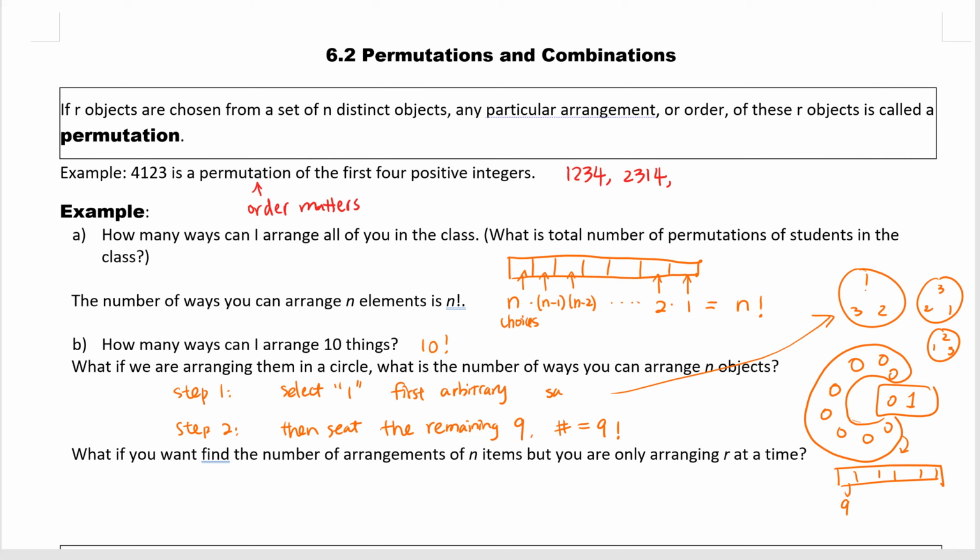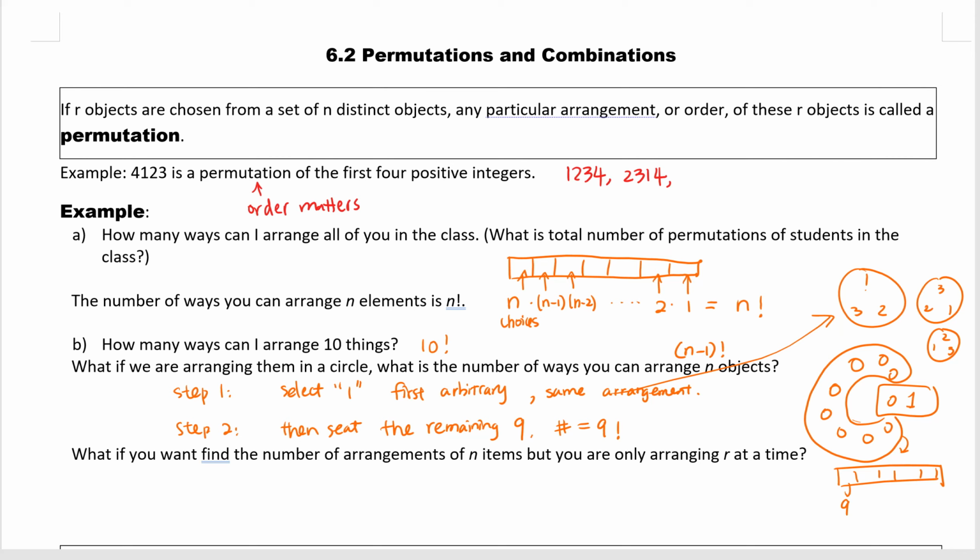So in step 1 there is only one way, because no matter where we place that element, we consider it the same arrangement. So far, so good, everybody? That's why if we arrange n items in a circle, the number of ways we can arrange n objects in a circle is n minus 1 factorial. So far, so good, everybody? Yes.